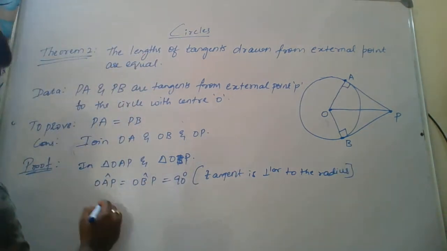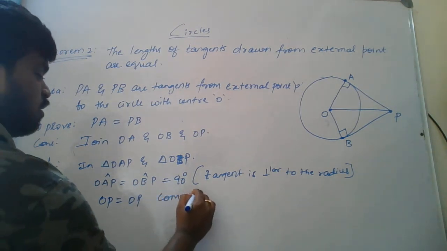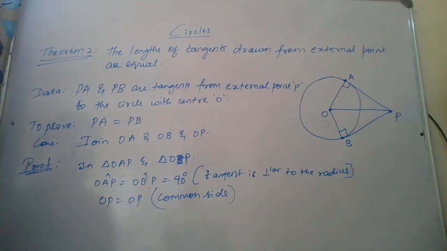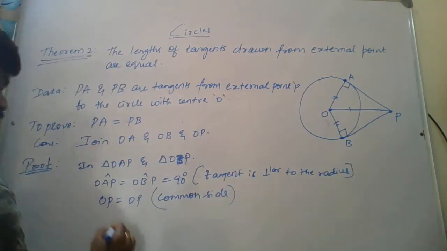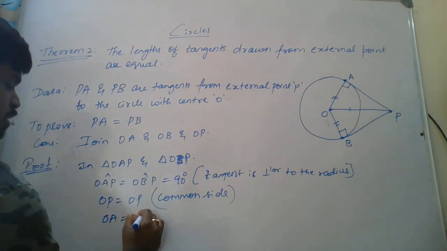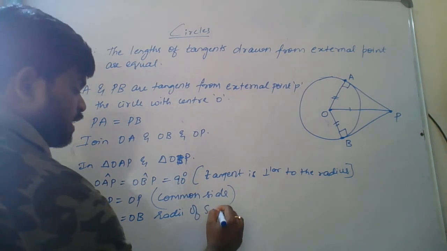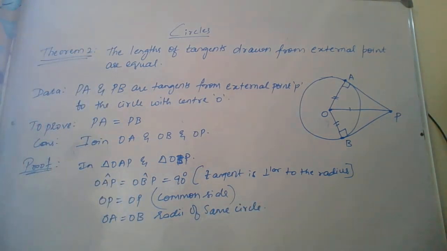Along with that, what can I tell? OP equals OP, a common side. OP belongs to both the triangles, isn't it? I can also say OA is equal to OB because both are radii of the same circle.